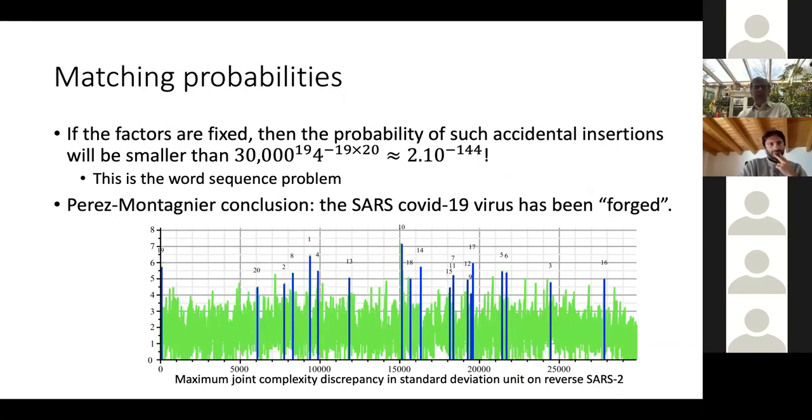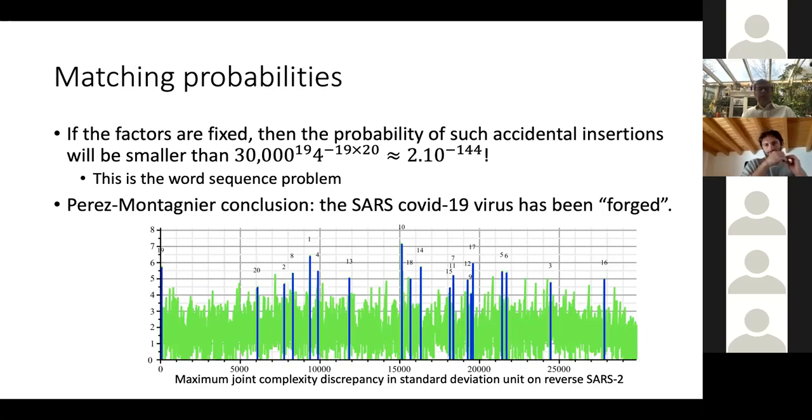And if you take the formula for the probability of such accidental insertion, it is a word sequence problem. You take the formula of the word sequence problem, you have 19 factors of size 20. The probability to have one matching, if you assume it is something uniform, would be 4 to the minus 19. And if you take the formula, you get a probability which will be 10 to the minus 144, which is absolutely negligible.